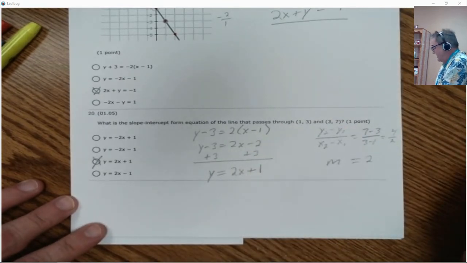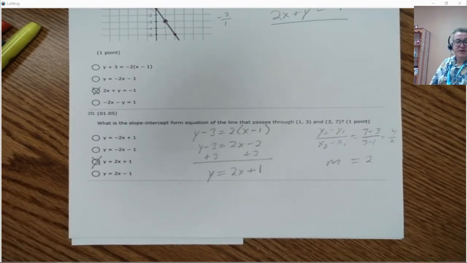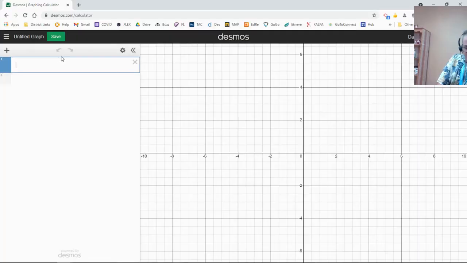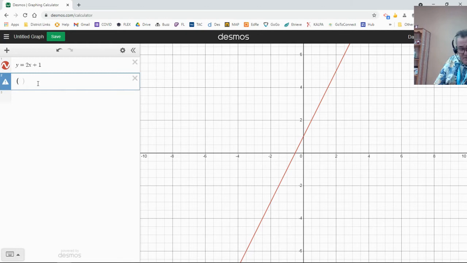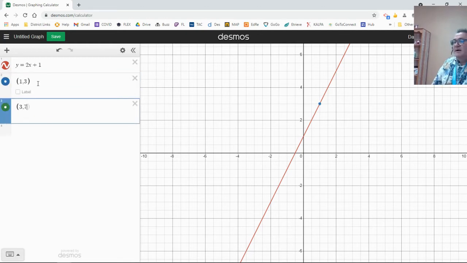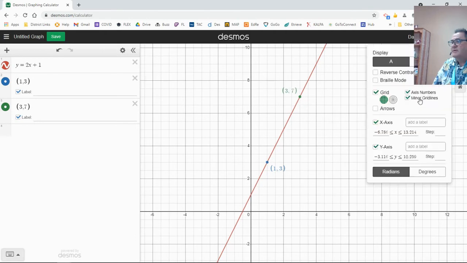And we can graph that and check it out, to show that's true. So let's look at the graph of that real quick. y equals 2x plus 1. And let's put those 2 points in our graph, (1, 3) and (3, 7), and label both of those. And look at our graph. Look there, the line goes right through them. I'm going to turn off these.